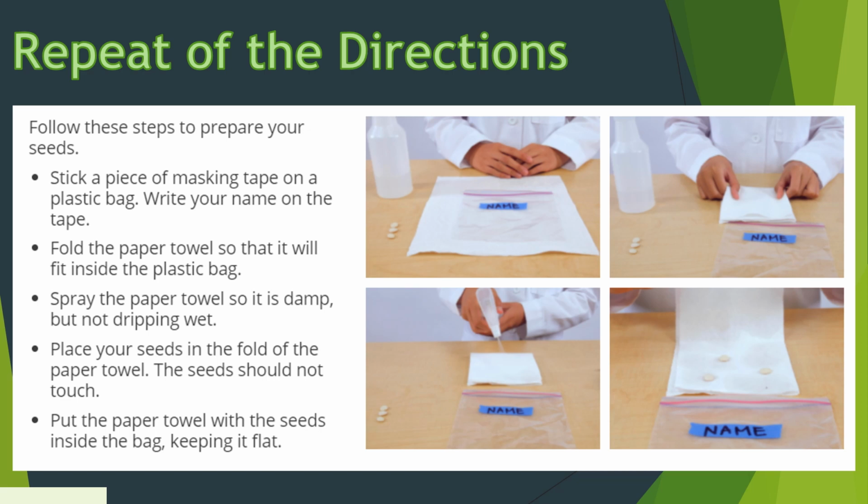You could spray the paper towel so it's damp but not dripping wet before or after you put the seeds on. I like doing it after the seeds are on. Place your seeds in the fold of the paper towel. The seeds should not touch. Put the paper towel with the seeds inside the bag, keeping it flat. I think you need to spray the closed napkin one more time to make sure that there is water on both sides of your seed, okay? Then close the bag again.